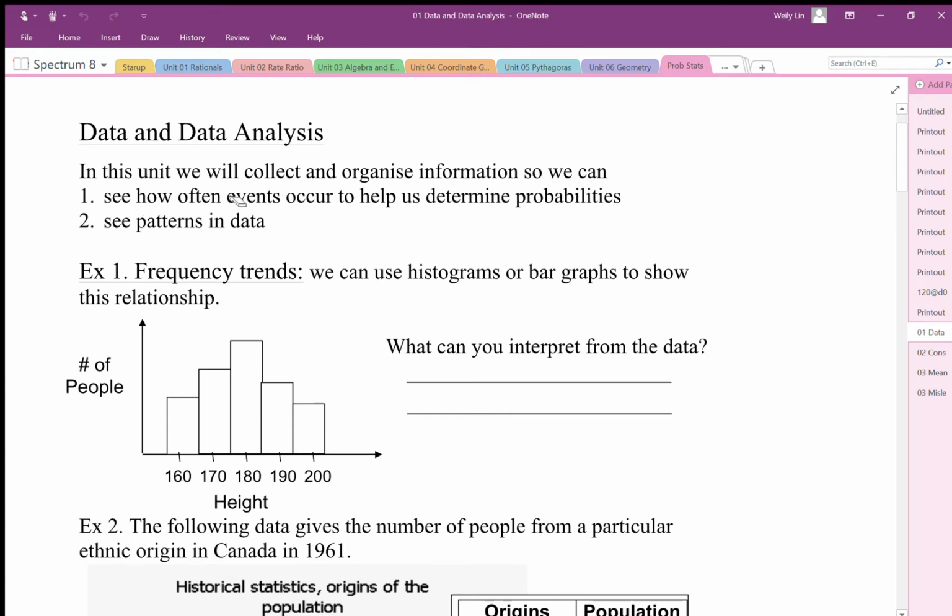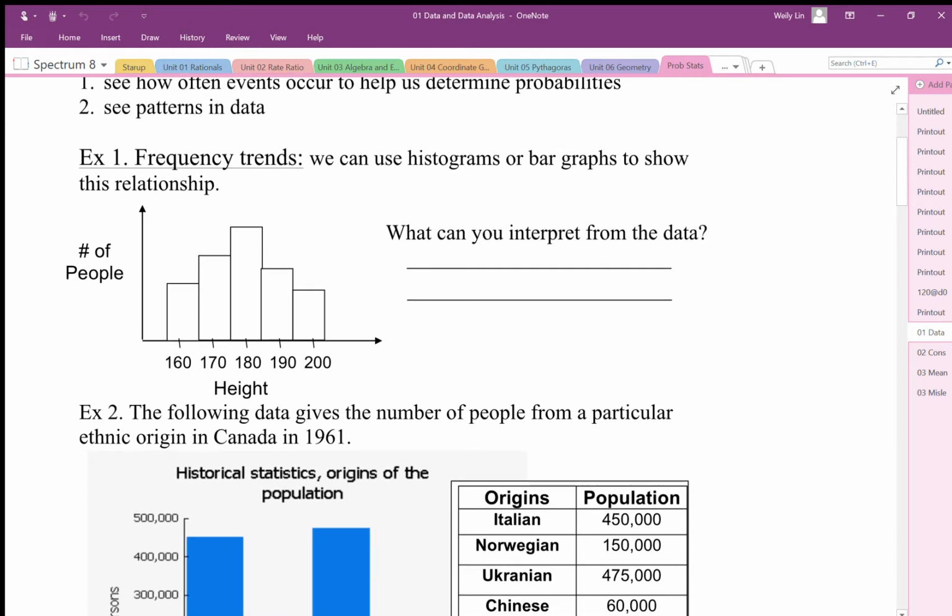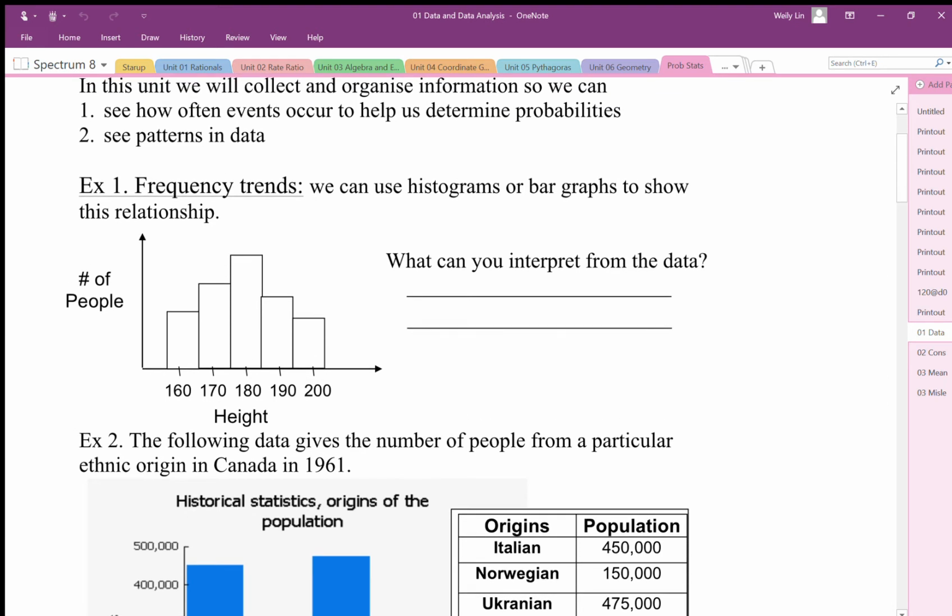And secondly, we also want to see patterns in data so that we can make some informed decisions about some data. So there's different ways that data can be shown. We can look at frequency trends, okay, and these bar graphs, or what we call histograms, are a way to show relationships. So in this case here, the y-axis represents the number of people. The x-axis represents the heights of people. So we have this bar representing people of heights of 160 centimeters, 170, 180, 190, 200. So we have a few here, lots here.